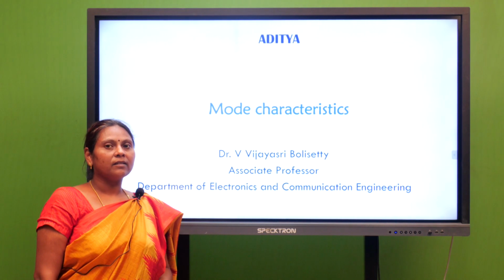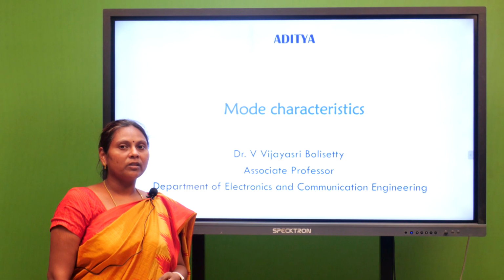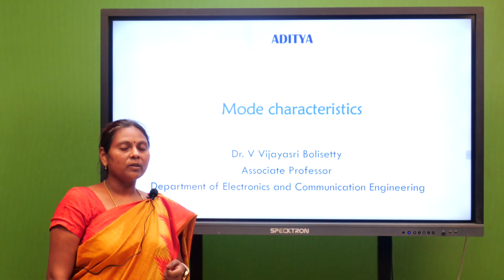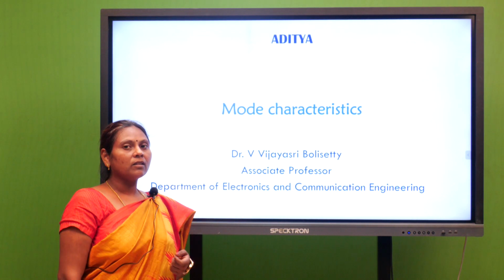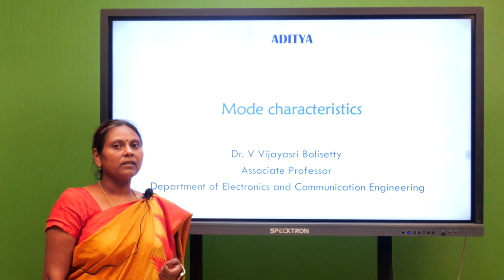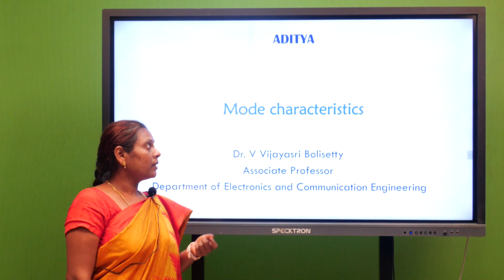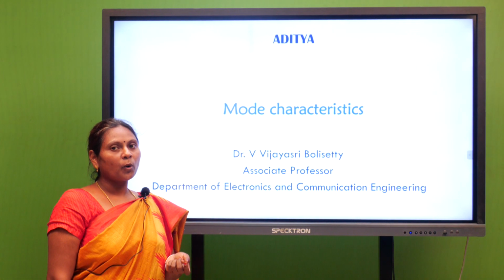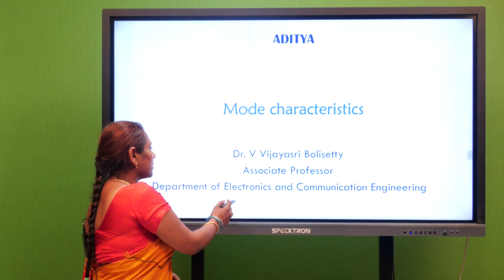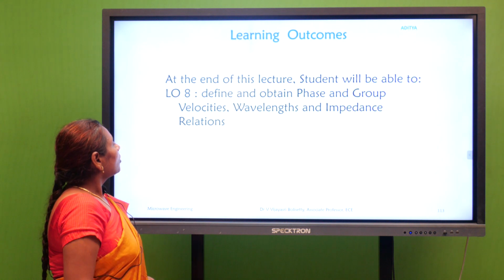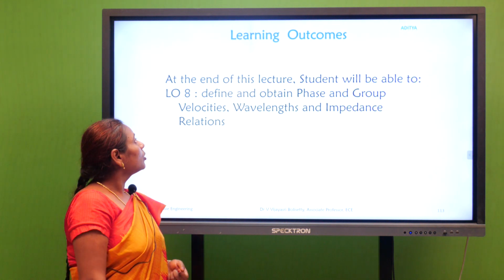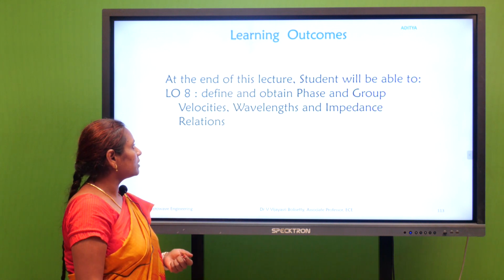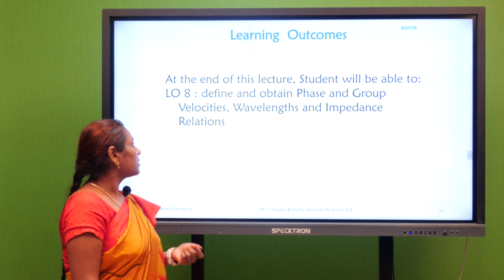So what are the mode characteristics? We have seen different modes propagating through rectangular waveguides, transverse electric modes and transverse magnetic modes. Some of the characteristics of those modes, like guided wave impedance, guided wavelength, phase velocity, and group velocity of the mode that is propagating, let us see in these mode characteristics. At the end of this lecture, the student will be able to define and obtain the relations for phase and group velocities, wavelength and impedance relations.